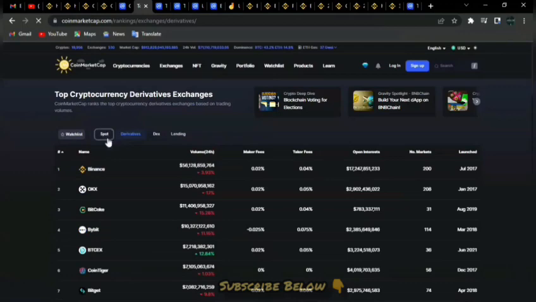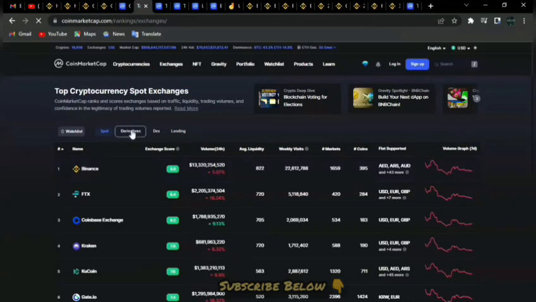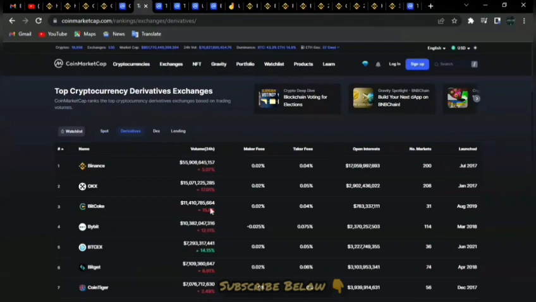Now for spot, you can see Binance is also leading in the world. So when it comes to spot trading and derivatives trading, you can see the volume being traded here. For derivatives trading, that is the trading related to futures trading, you can see there are about $55 billion in volume being traded on a regular basis. Now you can see the maker fees, which are one of the cheapest, and the taker fees, which are also one of the cheapest in the crypto space.